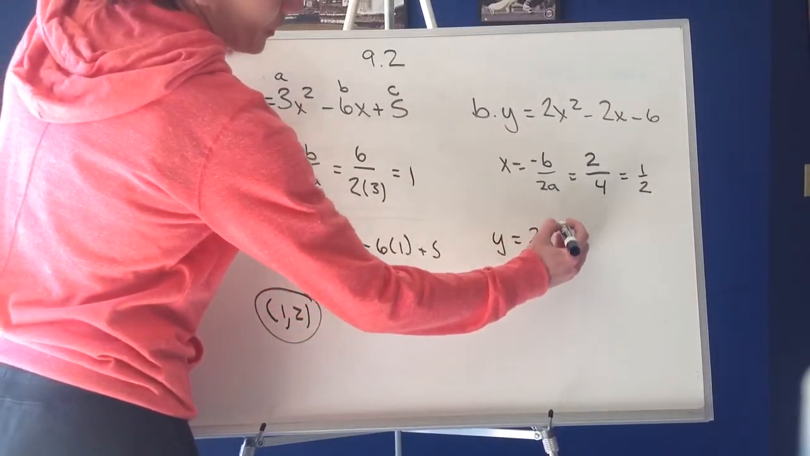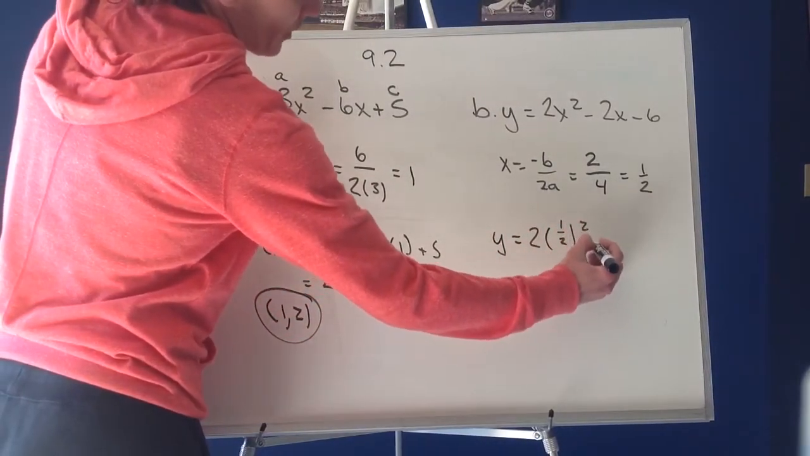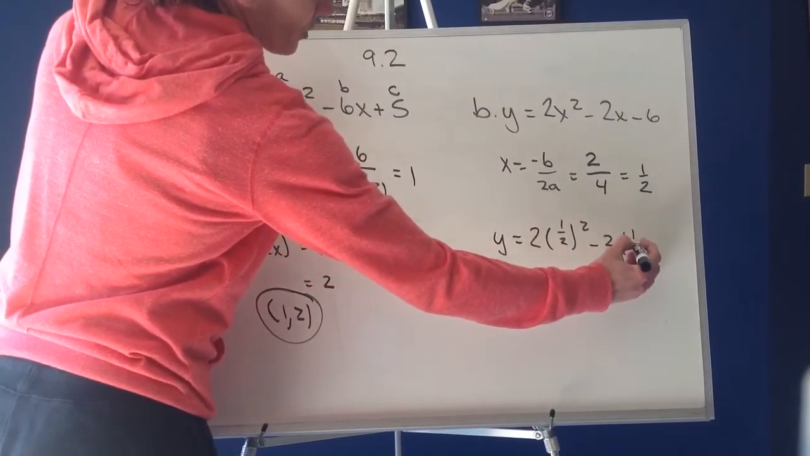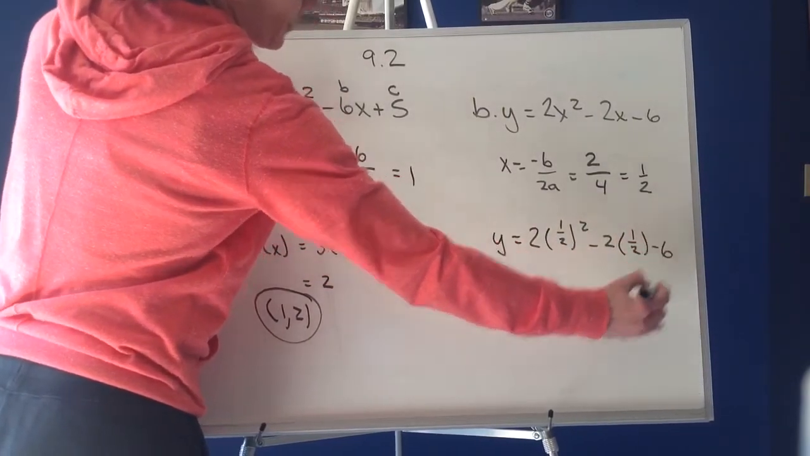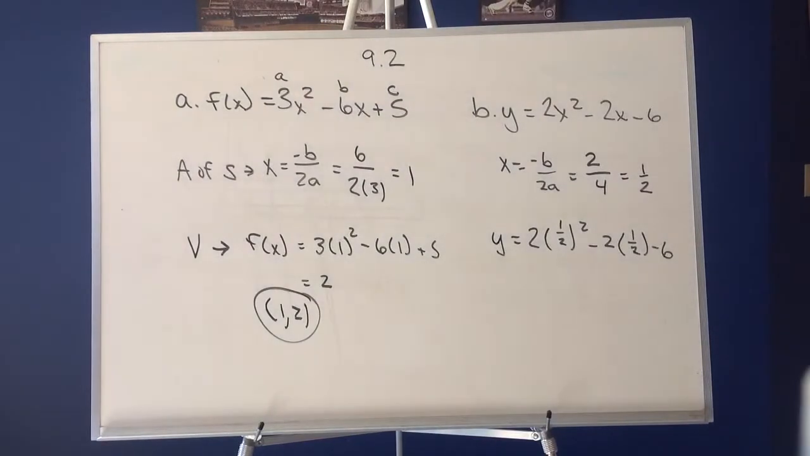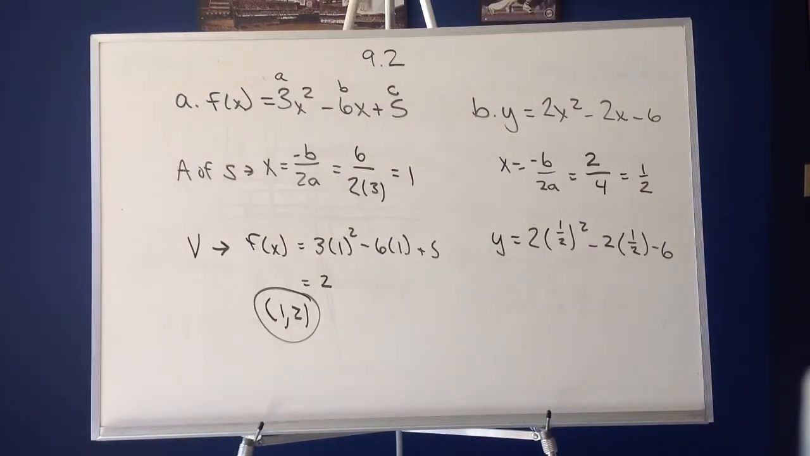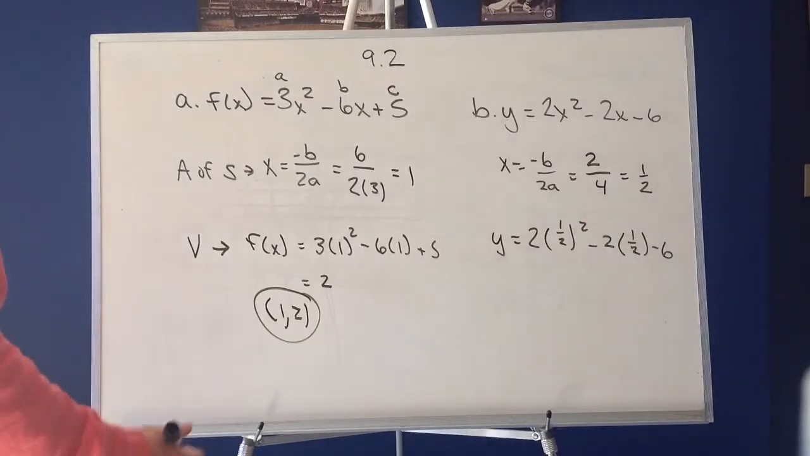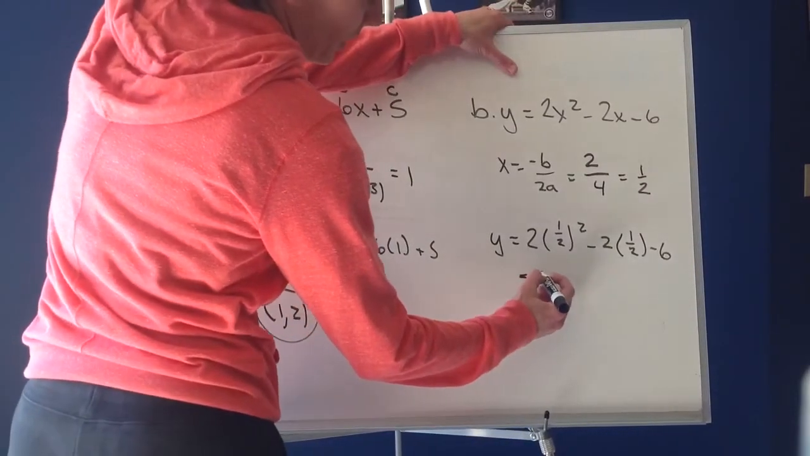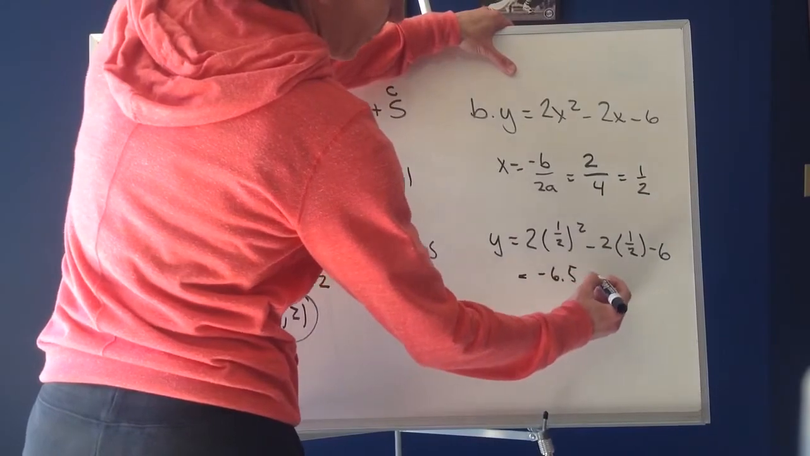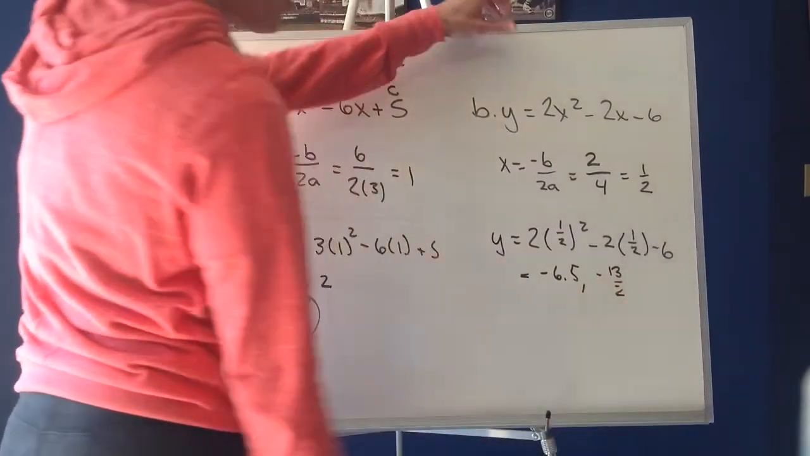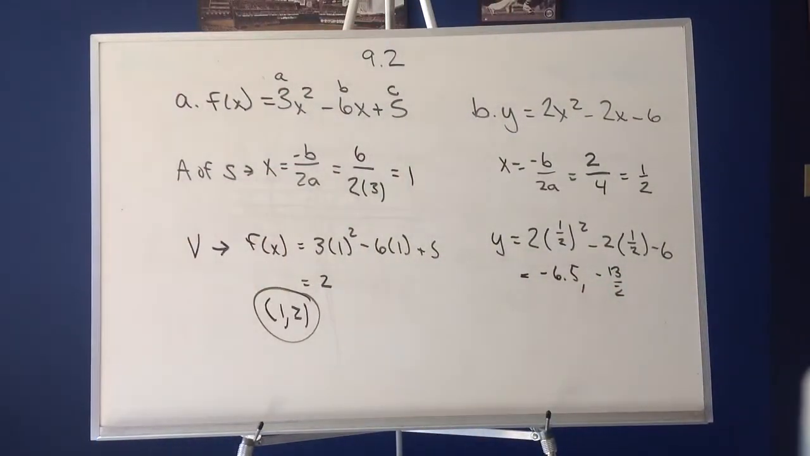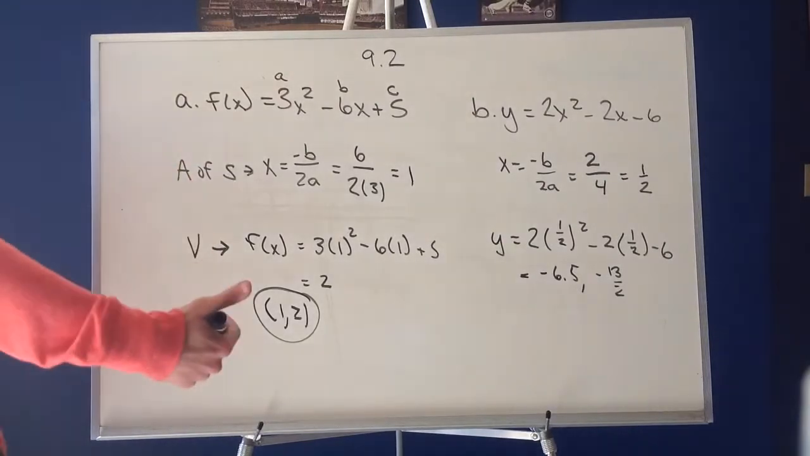So 2, I do 1/2 squared minus 2 times the 1/2 minus 6. Okay, again, just put it in the regular screen, not the y equals screen. And for that one, you should end up with negative, you could do it in fraction or decimal. Either negative 6.5 or negative 13 over 2. Doesn't really matter on these if you give fraction or decimal as long as it ends.